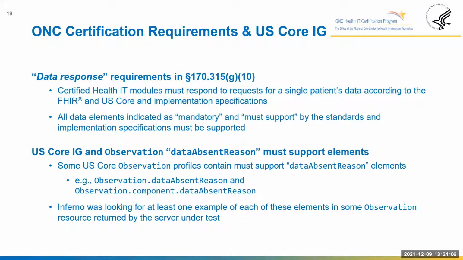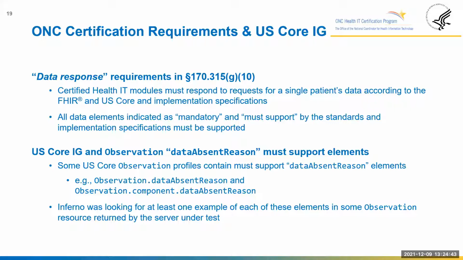We're looking specifically at some US Core observation profiles, and it was pointed out to us that some of these profiles contain must support data absent reason elements. For example, at the top level of the observation resource, there is an observation.dataAbsentReason element marked as must support. In the US Core implementation guide, I forgot to say, it's important to mention this is version 3.1.1, which is the adopted version in regulation. It is different between versions, but our adopted version has these must support data absent reason elements.